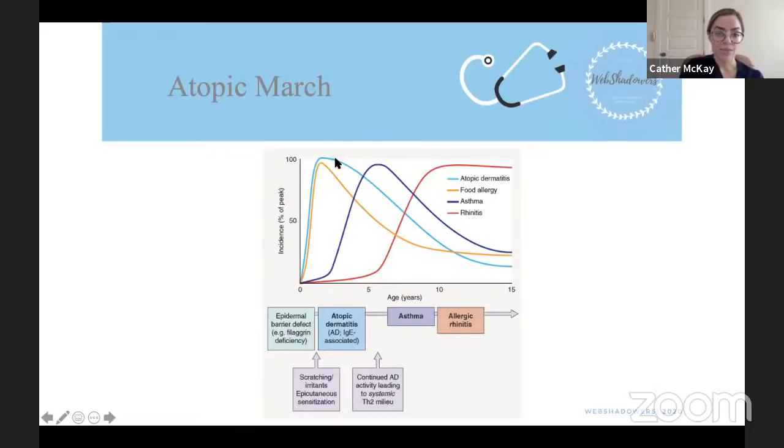And with age, it often gets better, but as you can see, not for everybody. So there's still a percentage of patients that it will be persistent. Food allergies, this is a very controversial topic.